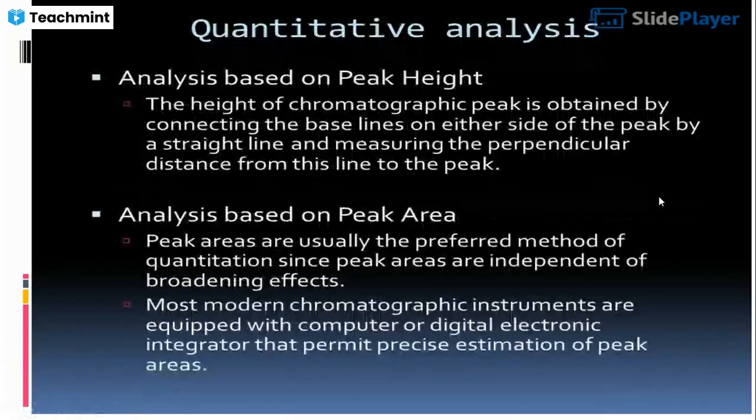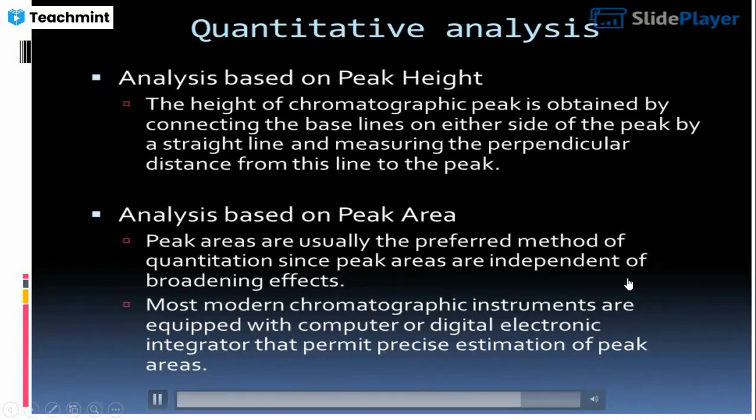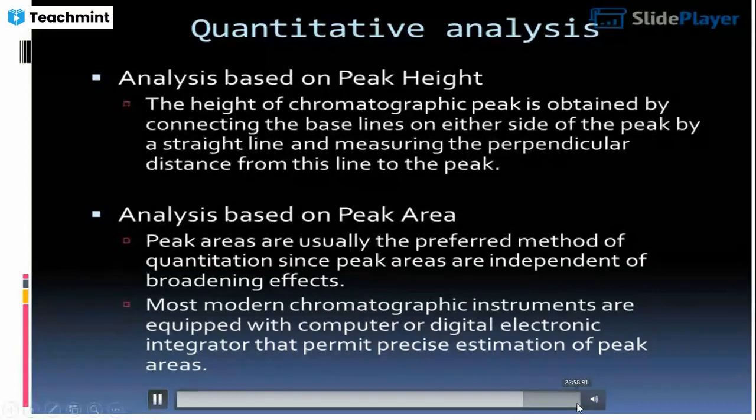Quantitative analysis. Analysis based on peak height. The height of a chromatographic peak is obtained by connecting the baselines on either side of the peak by a straight line and measuring the perpendicular distance from this line to the peak. Analysis based on peak area. Peak areas are usually the preferred method of quantitation since peak areas are independent of broadening effects.